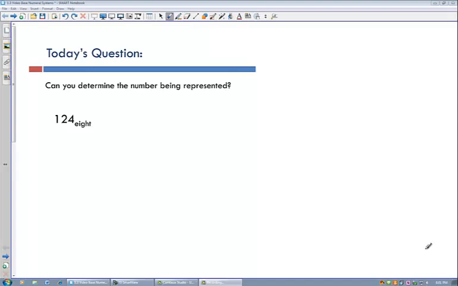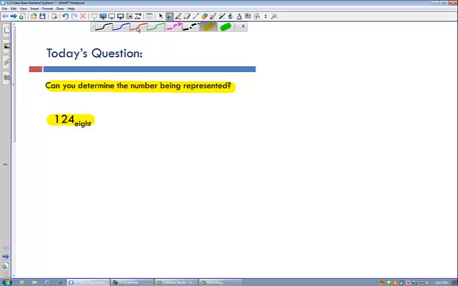So today's question, we're going to pick up where we left off last time. Let me remind you what we did last time. We said, can you determine the number being represented here? I have 1, 2, 4, and this is in base 8.